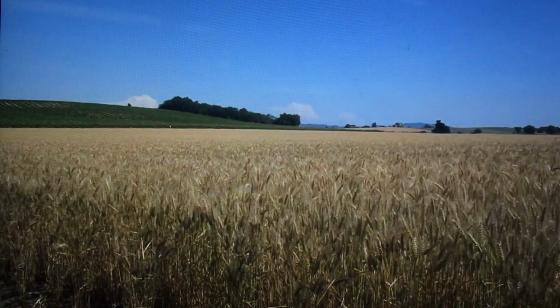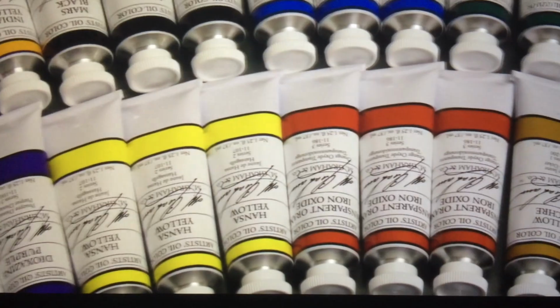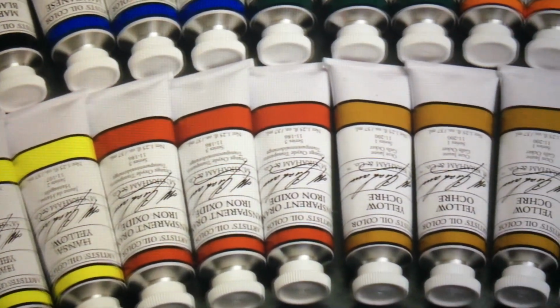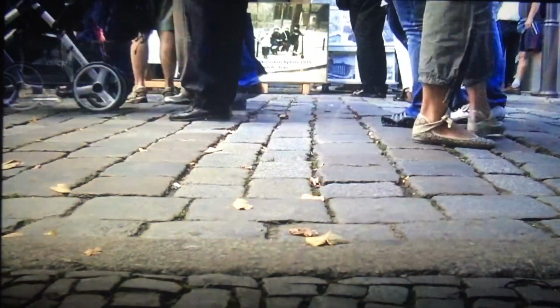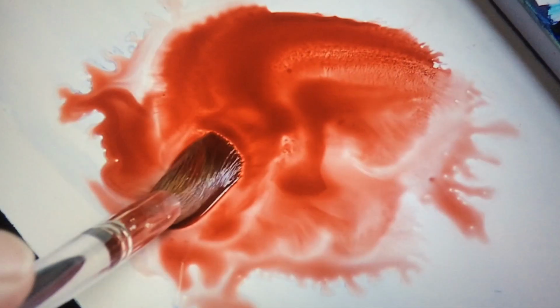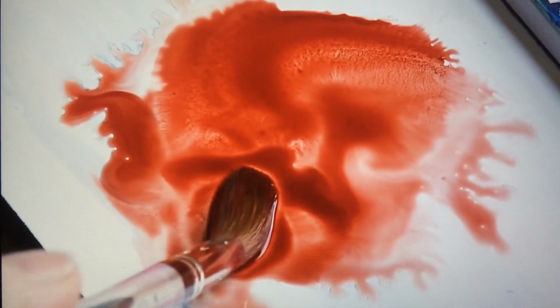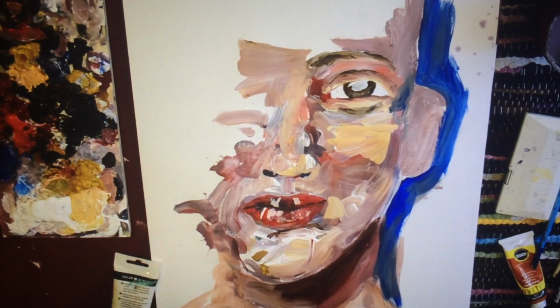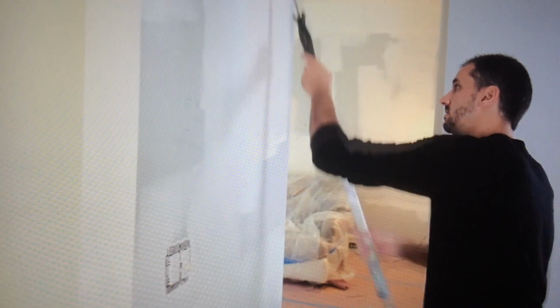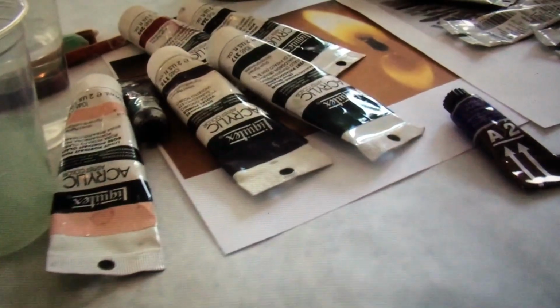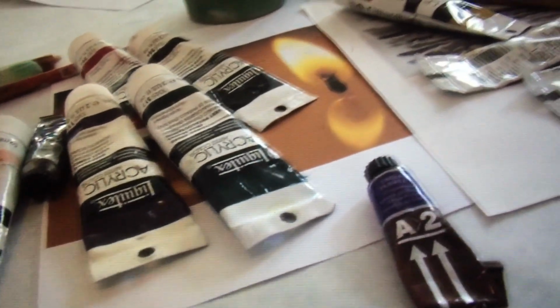From cavemen to farmers to Greeks to modern chemists, paint has served an important role in human life for thousands of years. It ties into big history thresholds of chemical elements, collective learning, and agriculture, and it is crucial to our lives today. Paint colors, preserves, and has given us an entire art form. The diverse use of paint that spans from practicality to beauty has given paint an important and essential role in human history.